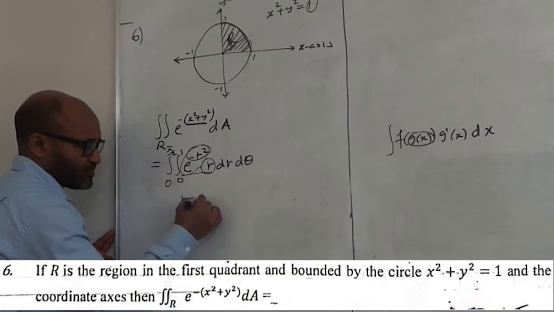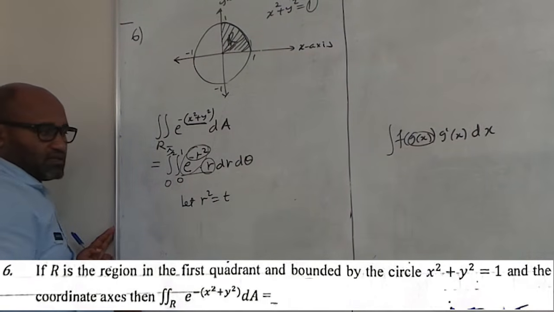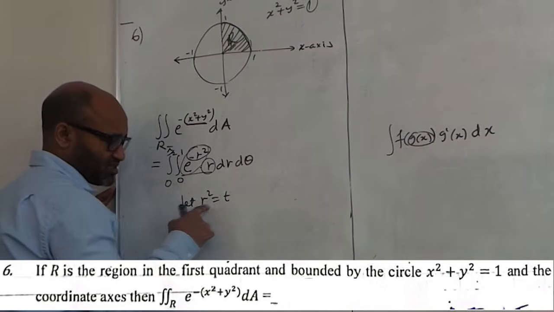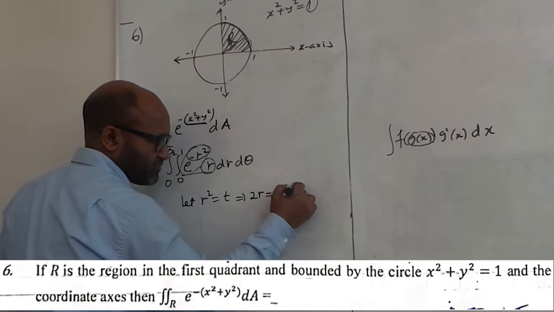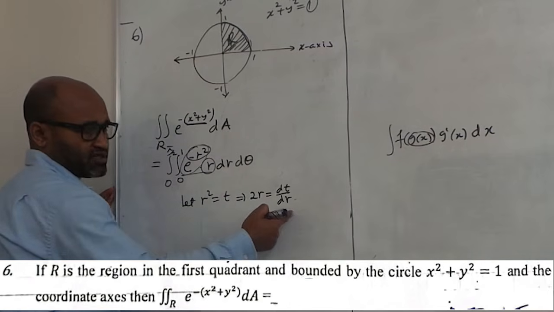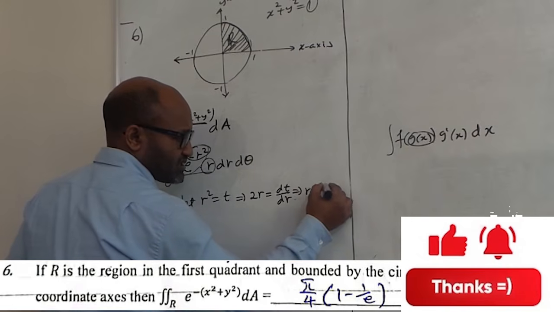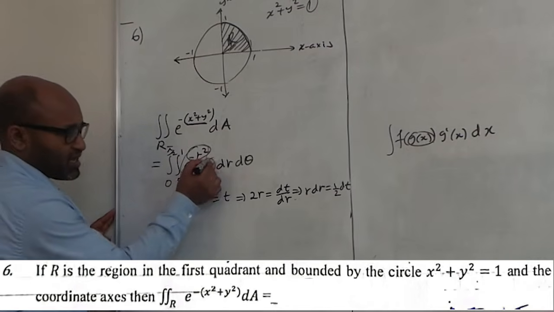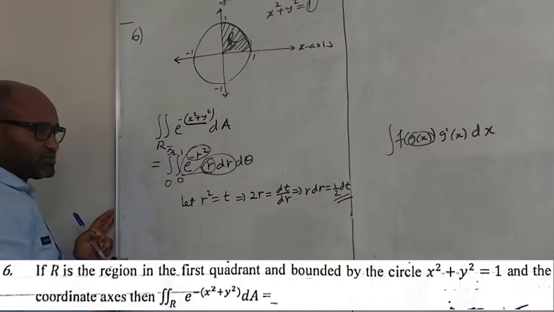So let r square be t. Then differentiate both sides with respect to r. This will be 2r is equal to derivative of t with respect to r. Then crisscross, divide both sides by 2. This will give us r dr is equal to 1 over 2 dt. The r dr will be replaced by 1 over 2 dt.